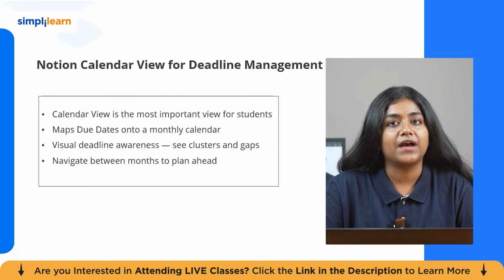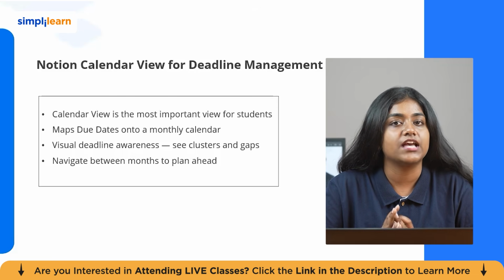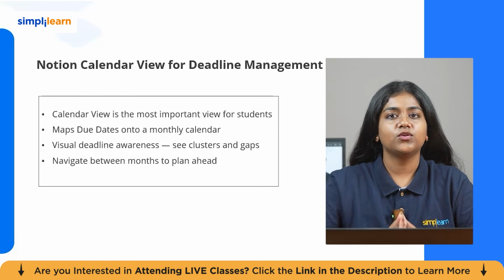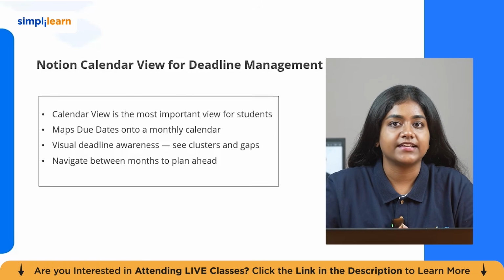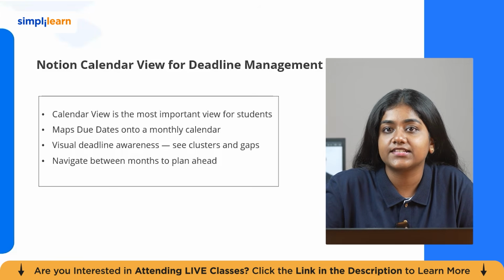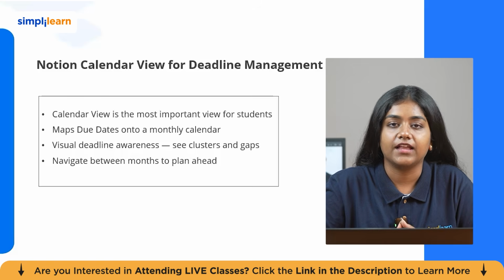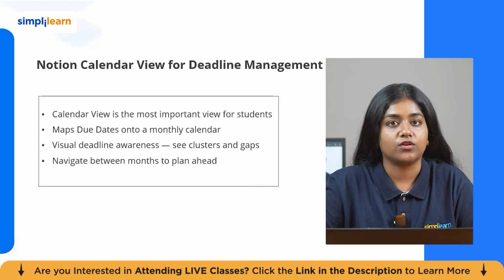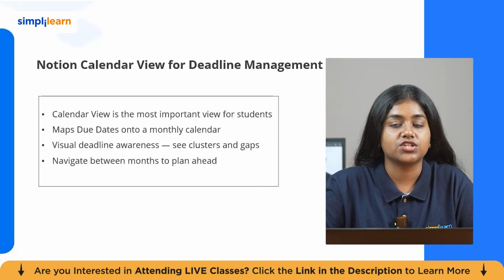As you've seen, it's mapped to due date. Your calendar view shows every assignment on its deadline date. You can immediately see next week has 3 assignments due in the same 3-day window, and the week after that is clear. This visual pattern cannot be seen in a list or a table. This visual awareness changes how you plan.